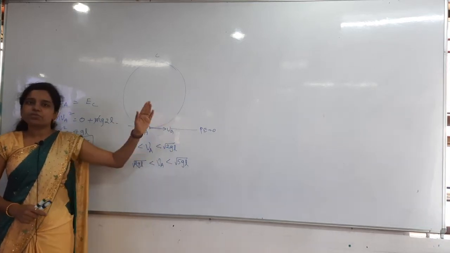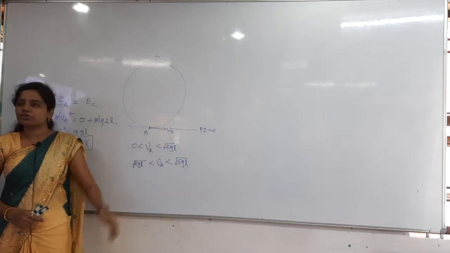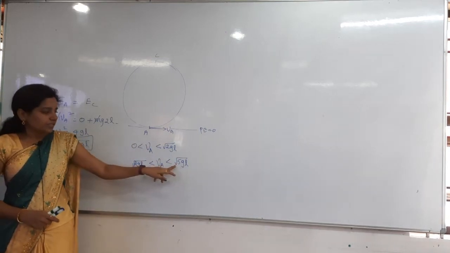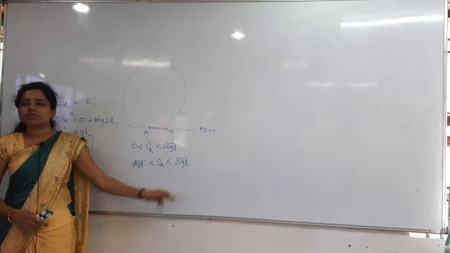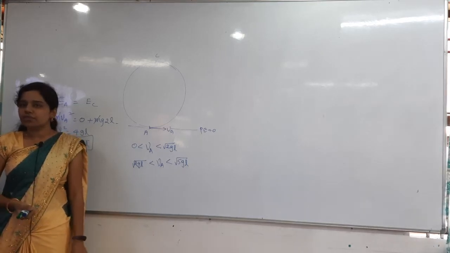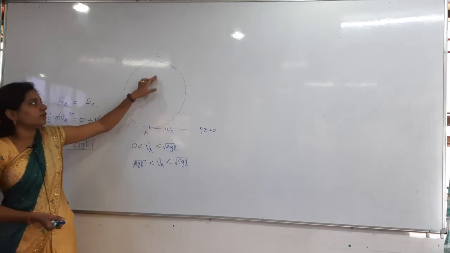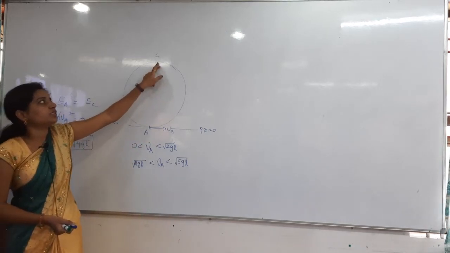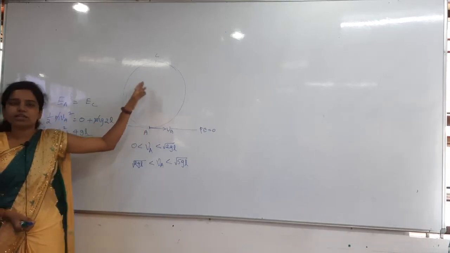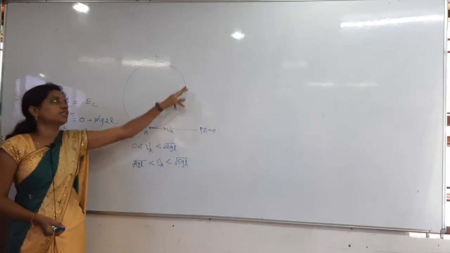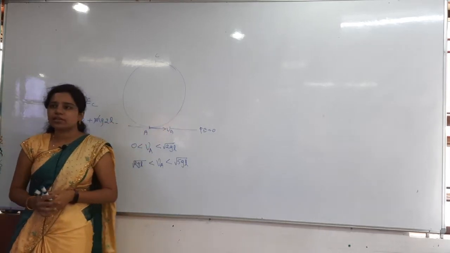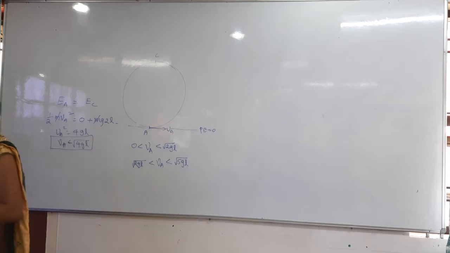So before that, what will it do? It will do oscillation. Root 5 GL, if it is equal to root 5 GL, then at that time it will complete the VCM. I am saying less than, so at that time what will it do? It will reach up to point C and then fall down. For all values less than that, it will do projectile motion only, like this. Clear, right? Yes. Next problem.